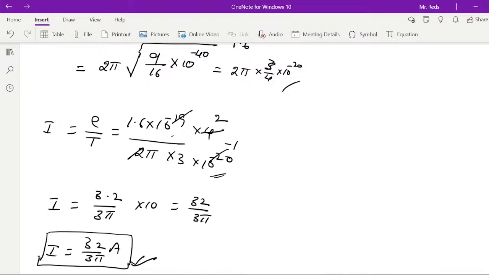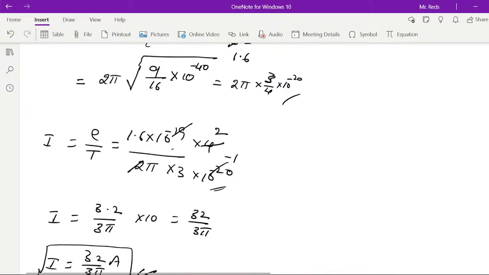I hope this is clear for you guys. Go through it once again and try to follow. I have explained the calculations a little quickly, thinking that the calculations part is easy.